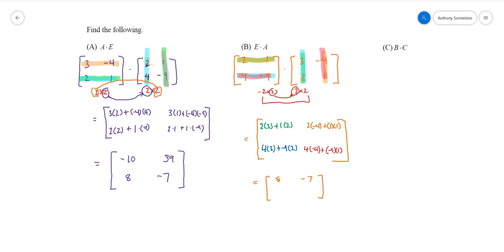4 times 3 is 12, plus -9 times 2, which is going to give me a -18. So 12 plus -18 is going to give me a -6. And lastly, 4 times -4 is -16, plus a -9 is going to give me a -25. So notice that these two are not equal.